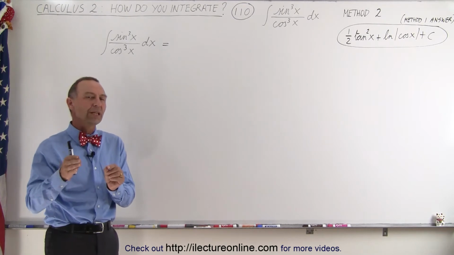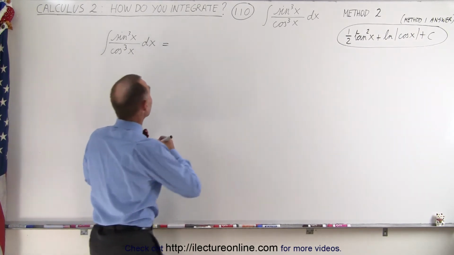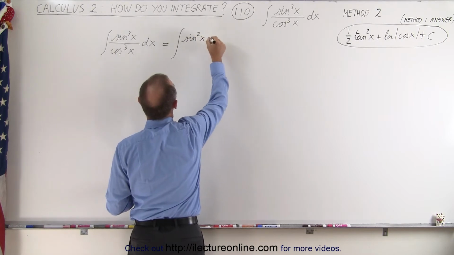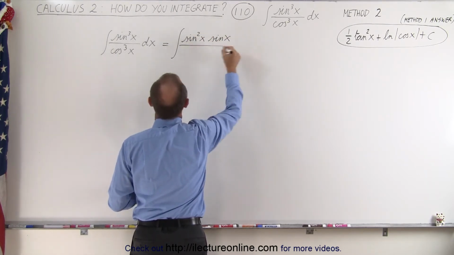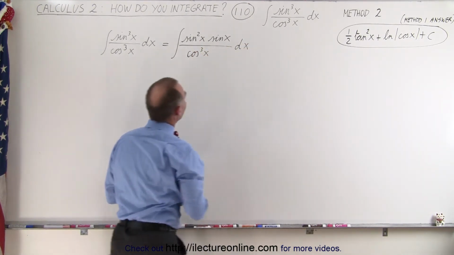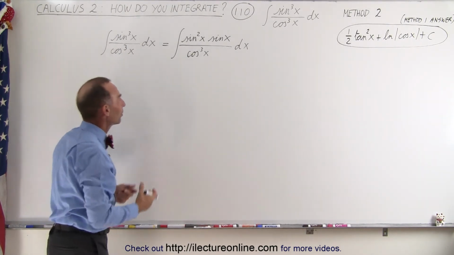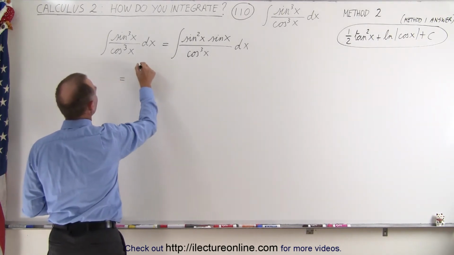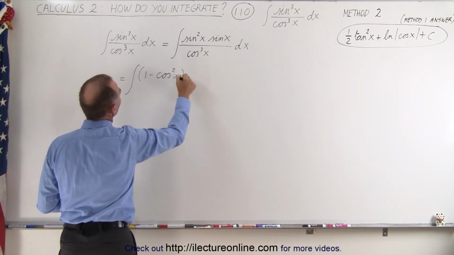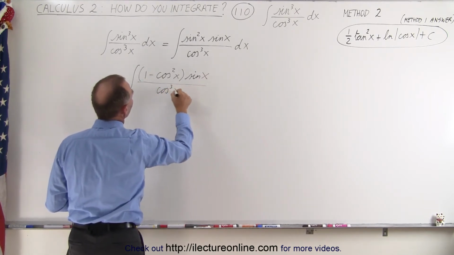We're going to use the same trick we did in the previous few videos, where we take the numerator and write it as a product of the following. So we're going to write this as the integral of the sine squared of x times the sine of x in the numerator, divided by the cosine cubed of x in the denominator. Of course, we still have the dx. And then we're going to write the sine squared of x as 1 minus the cosine squared of x. So this is a typical trick. So this becomes equal to the integral of 1 minus the cosine squared of x, still have the sine of x, divided by the cosine cubed of x dx.